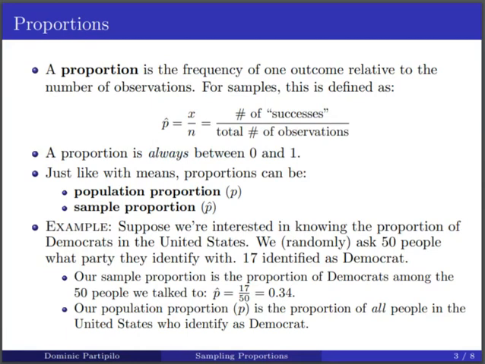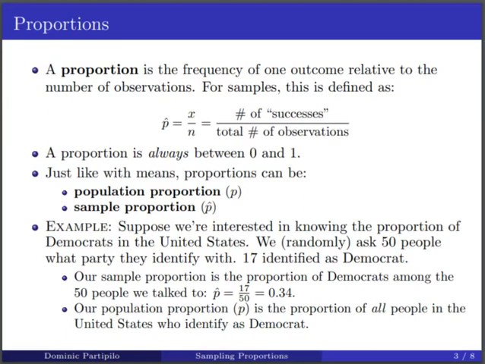And then just like with means, proportions can be a population proportion or a sample proportion. And one thing to note here is that even though usually we use Greek letters for population parameters, we're actually using an English p here. And with the sample proportion, we're just putting a hat on it and calling it p hat.